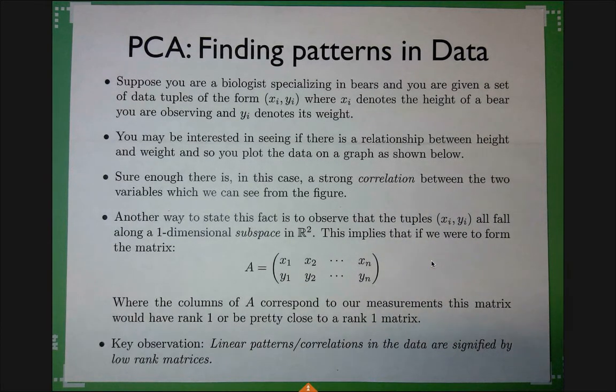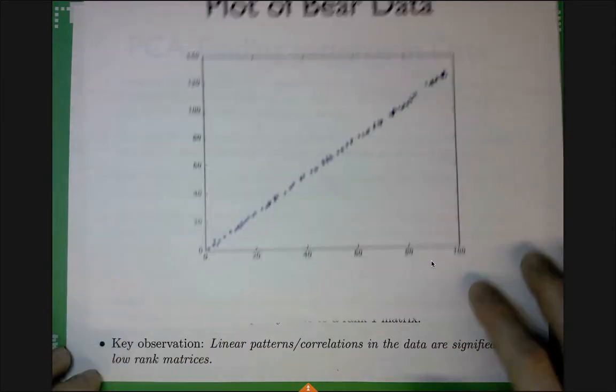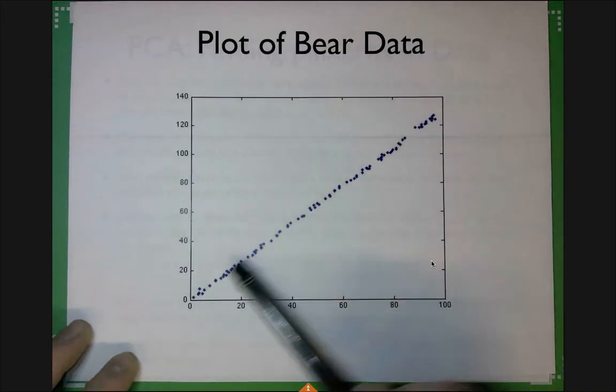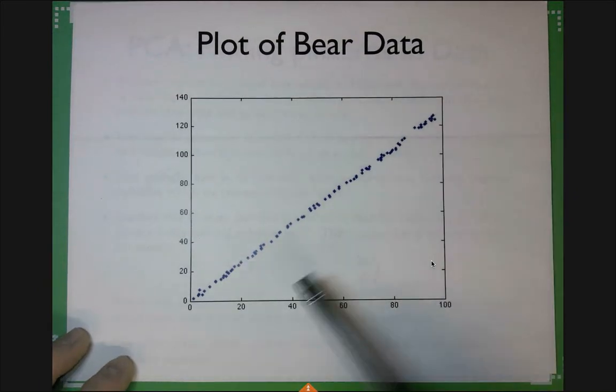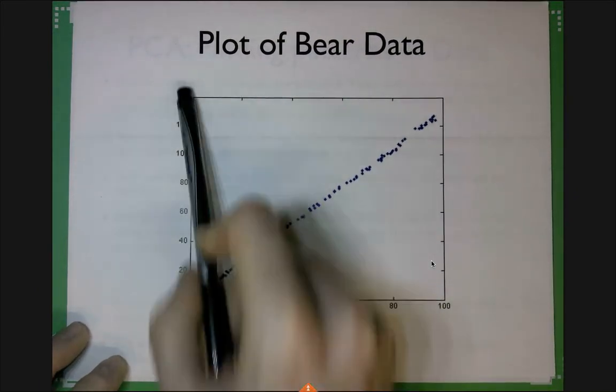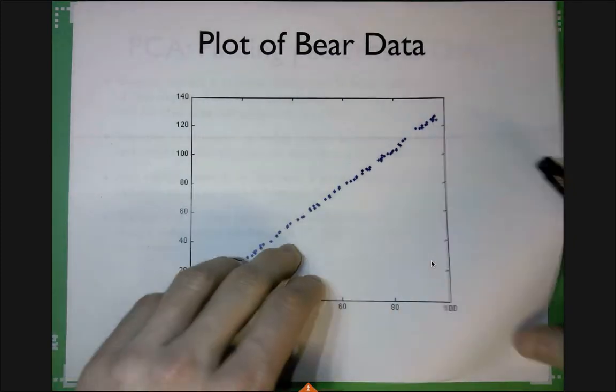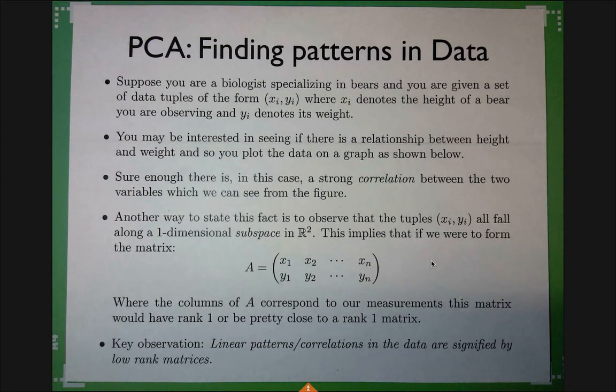So we can do a plot like this, and we get a graph like that, right? Here you can see a strong linear correlation. The taller the bear is, the heavier it will be, or the other way around. I don't really know. Doesn't matter.